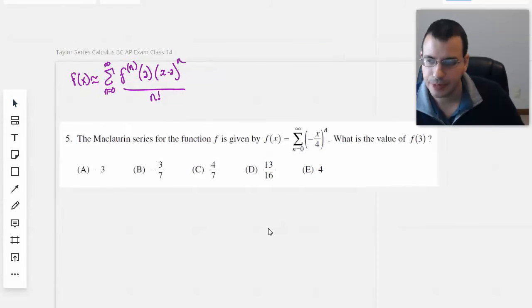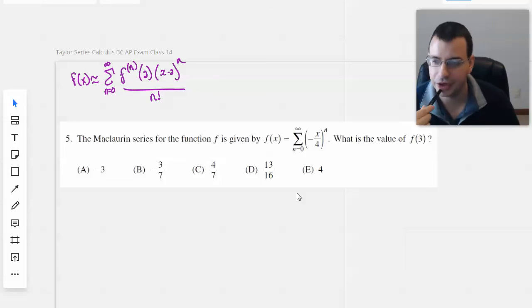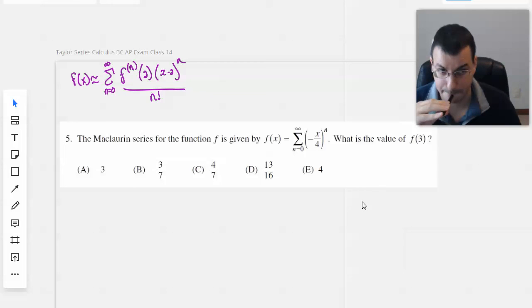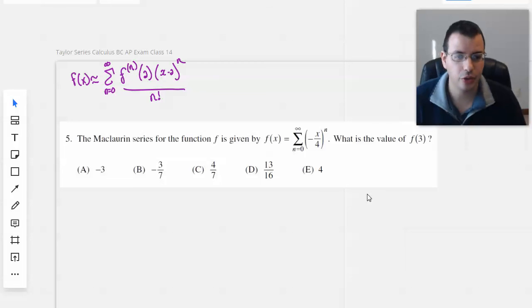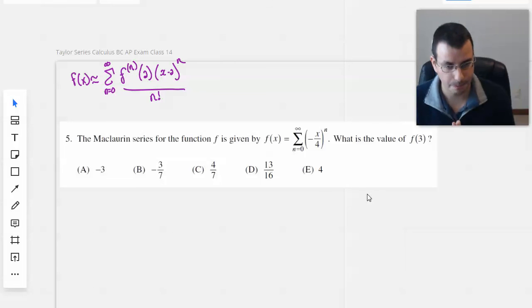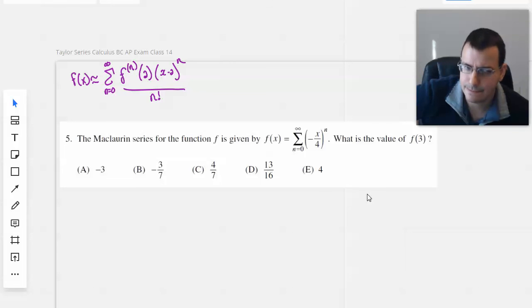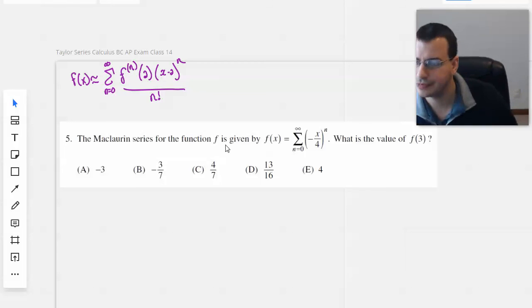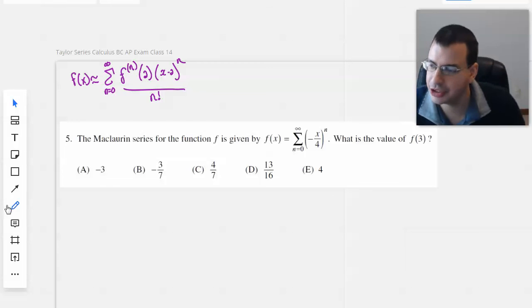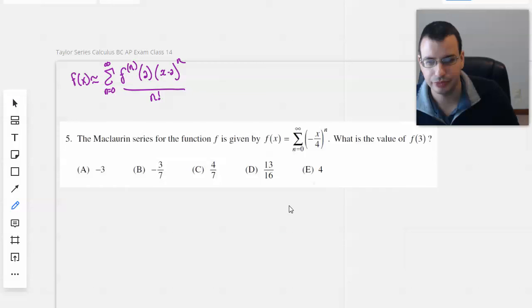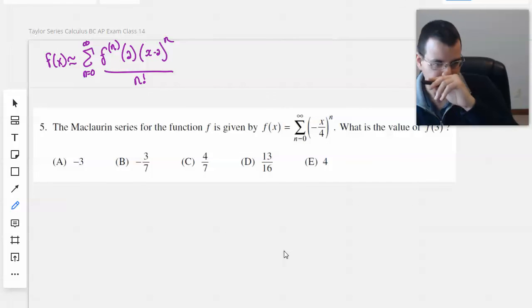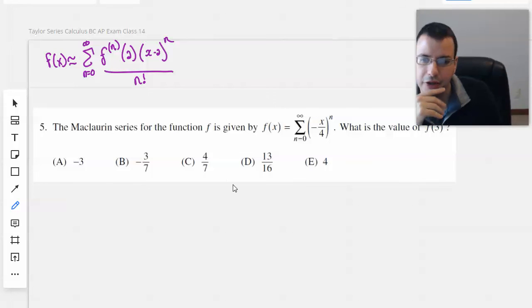Okay. So the Maclaurin series for the function f is given by f of x equals this. What is the value of f of 3? Maclaurin series means that a equals 0. I'm just going to write out the first few terms and see if it magically clicks.